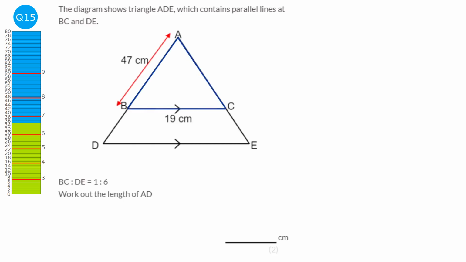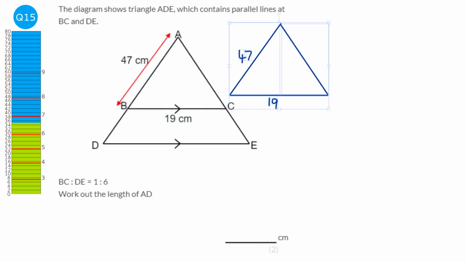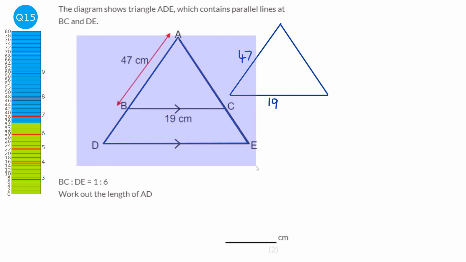With these questions, it's normally easier to view these as two separate triangles. So we've got a small triangle here with 19 and 47. And what I'm going to do is I'm just going to move this out. And we've got a bigger triangle here. We don't really know any of the sides just yet, but we can work them out.